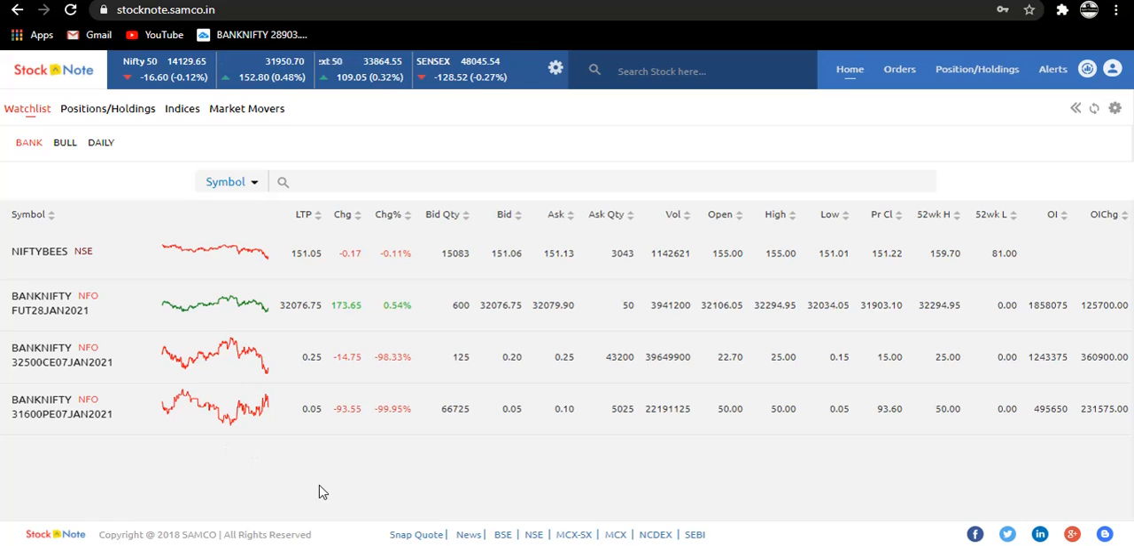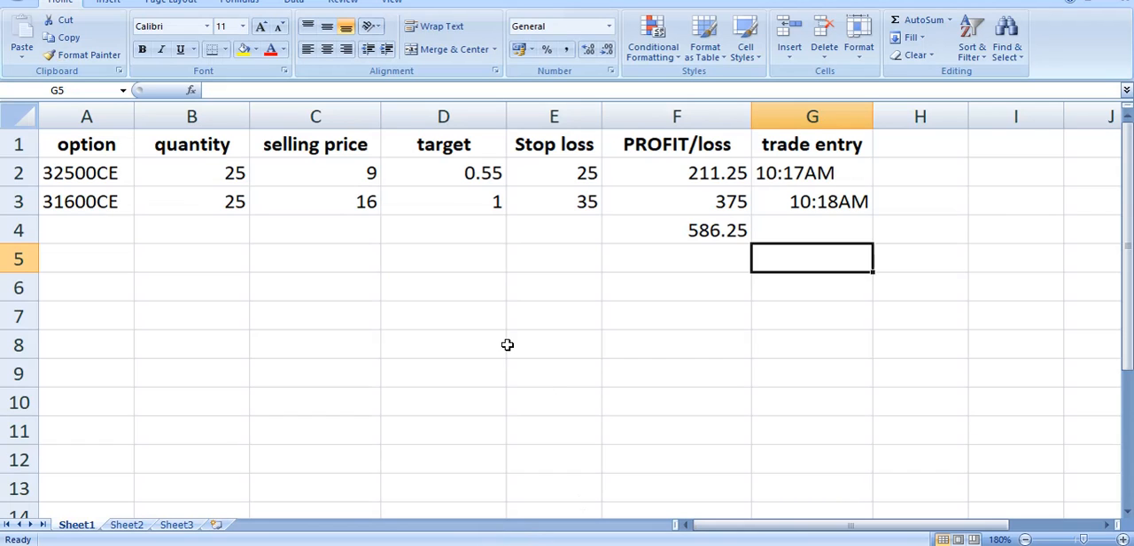Okay traders, so we had booked profit and our strategy successfully worked. Coming to our paper trade, this is the Excel sheet. The profit which we have gained by selling the call is 211 rupees, and by selling the put, sorry, here it was written call, so that was put. We have gained 375 rupees profit in put selling. By adding both of these, traders, the net profit which we have gained is 586 rupees.